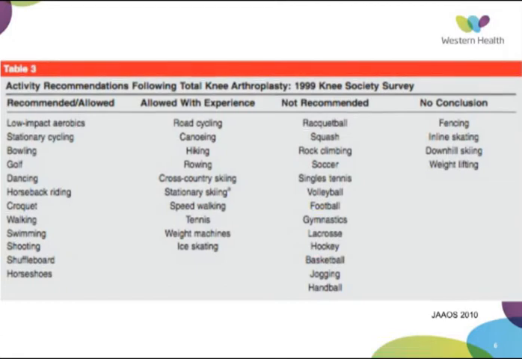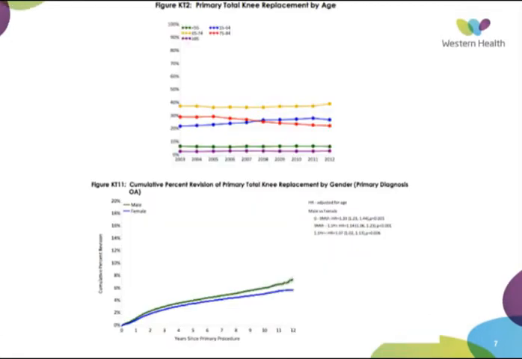Looking at our registry, I don't know if this is projected all that well, but primary total knee joint replacements, age under 55, the green one down here has been stable at around about 6% for the past 10 years. You can see that between 55 to 64 the rate is increasing.